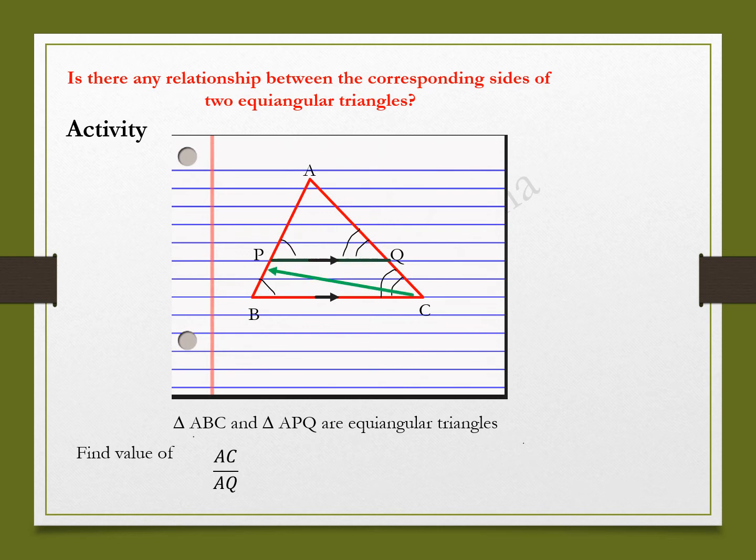Is it clear? Now we will take the other two angles. Angle C. The side opposite to angle C is AB and the side opposite to angle Q is AP. So we will find out the measure of AB by AP. Measure AB and measure AP. Find out this value AB by AP. Is it clear, children? Any confusion? No. We are only trying to identify the equal angles and find the ratio of their corresponding sides. Okay, children?